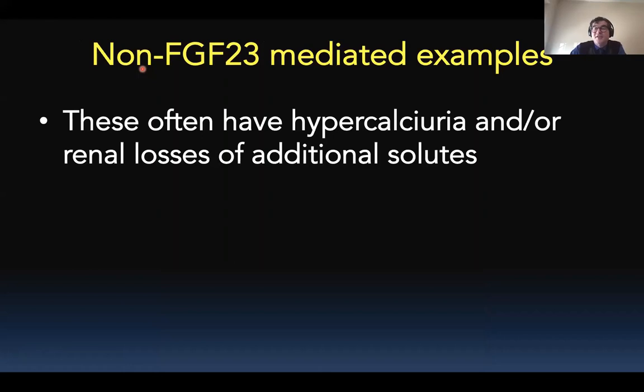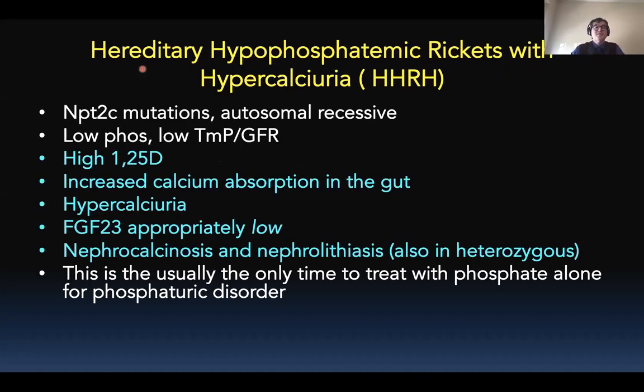There are several non-FGF23 mediated examples, and as a general rule to try to capture them, it's important to know that they often have hypercalciuria and or additional renal losses of other solutes. And so it's important, especially in the absence of a family history, to consider that possibility that they might have a different source, a different non-FGF23 mediated cause, which are much less common.